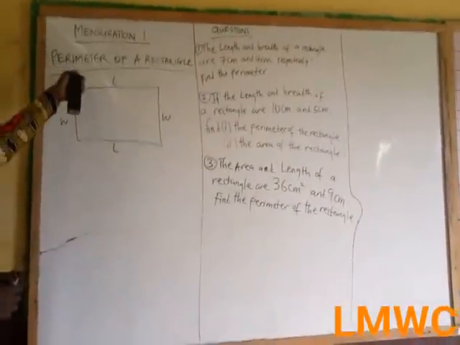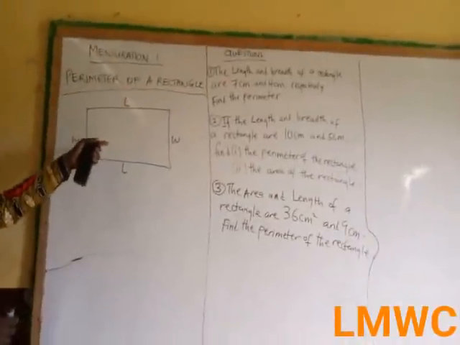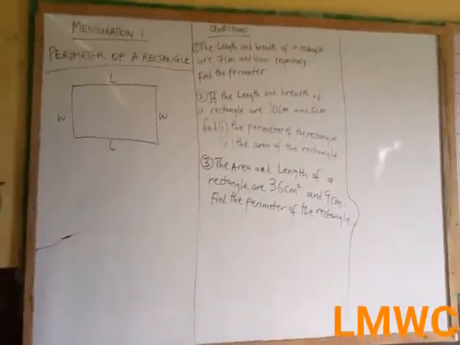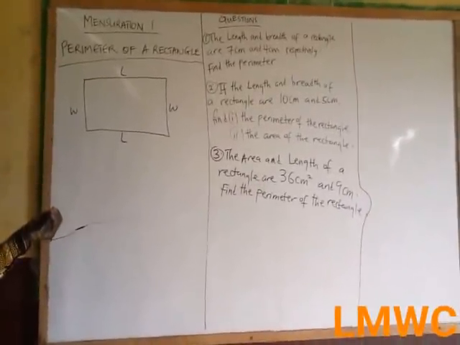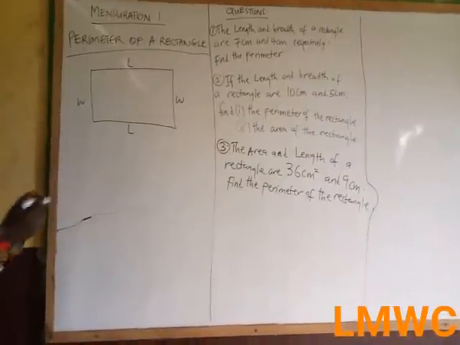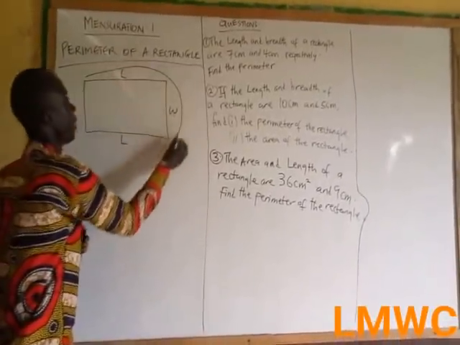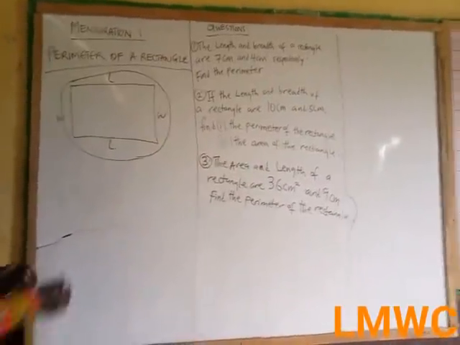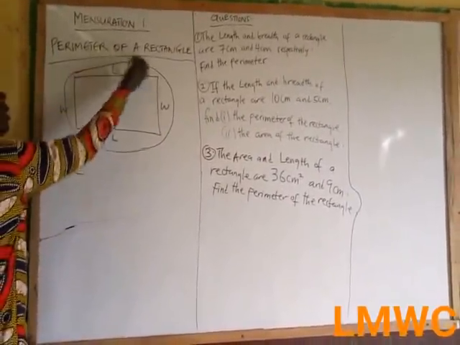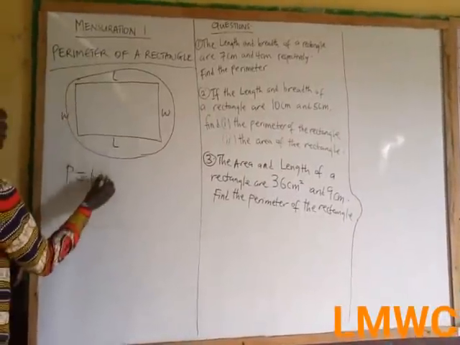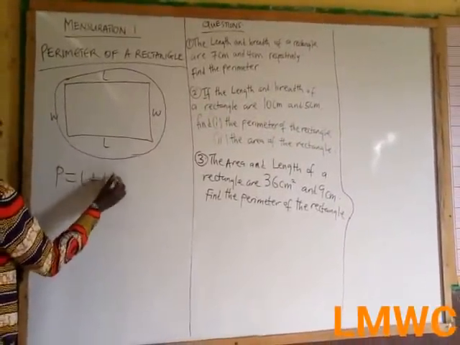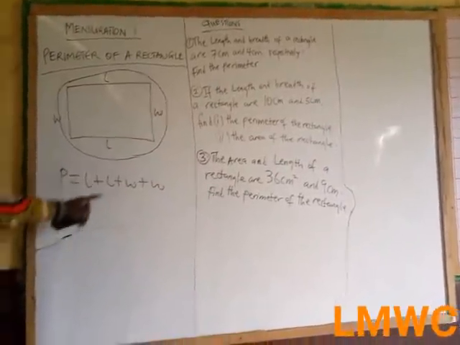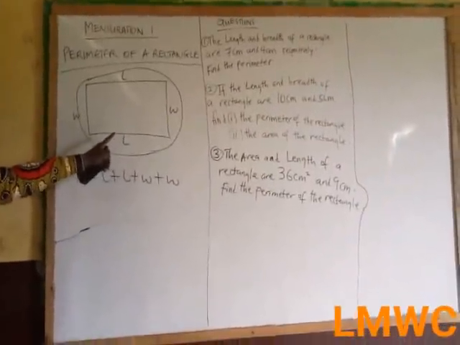We are on perimeter of a rectangle. And for perimeter of a rectangle, always, perimeter means the total distance around a plane figure. That is perimeter. So the perimeter of a rectangle, you just sum them up. It becomes L plus L plus W plus W. This is the perimeter of this rectangle.